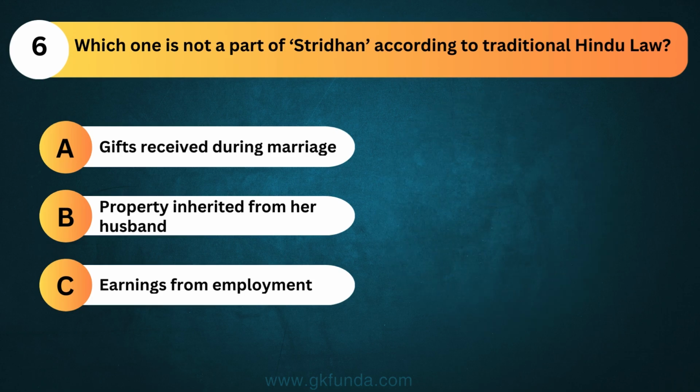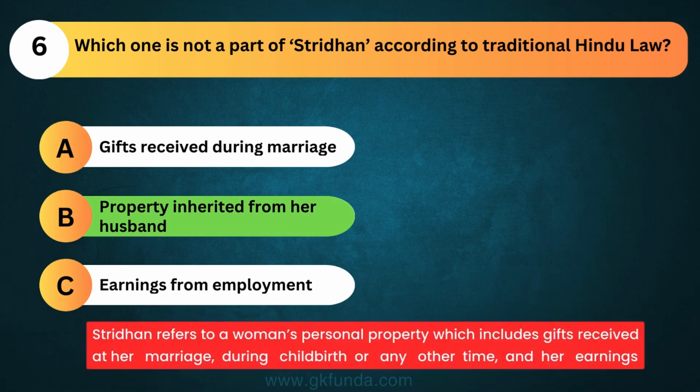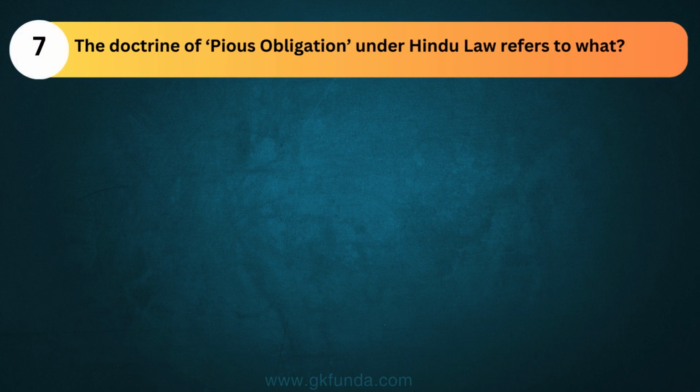The answer is option B, property inherited from her husband. Stridhan refers to a woman's personal property, which includes gifts received at her marriage, during childbirth, or any other time, and her earnings. The doctrine of pious obligation under Hindu law refers to what?